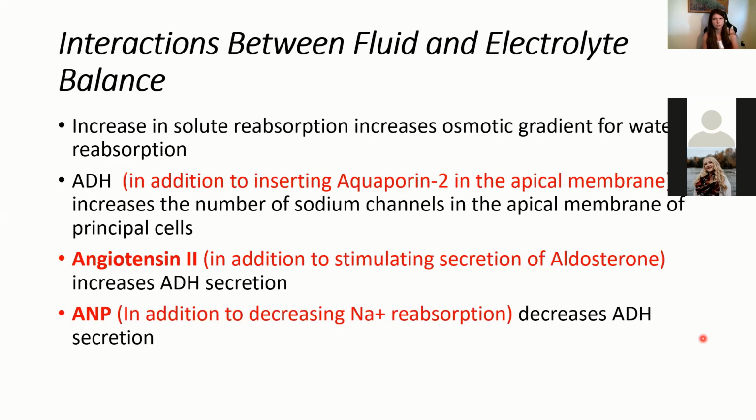ANP, in addition to decreasing the amount of sodium we're reabsorbing, also decreases ADH secretion. So in addition to not reabsorbing solutes, so not having this osmotic gradient to pull water, it also actively stops us from inserting those aquaporins in the apical membrane. So it's stopping that reabsorption of water in two ways. So each of these have multiple roles other than the primary one that we went through as we were talking about electrolyte balance.